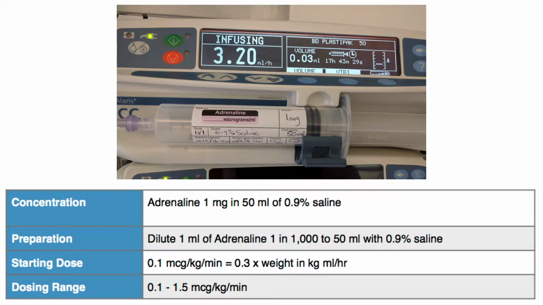And you run that at 0.3 times the patient's weight in kilograms in mLs an hour. So for example, your 10 kilo child, 3 mLs an hour. And that is equivalent to 0.1 mics per kilo per minute. And that should be titrated to effect.